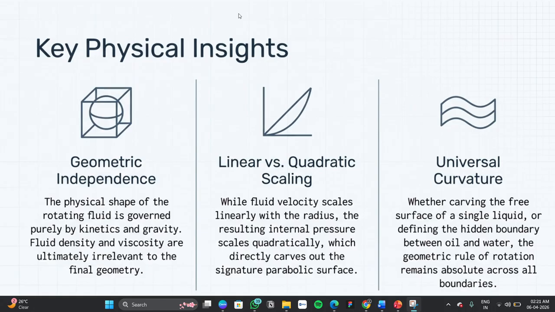Some of the key points we get from this is the geometrical independence, that the physical shape of the rotating fluid is governed purely by kinematics and gravity. Fluid density and viscosity are ultimately irrelevant to the final geometry. Also, linear versus quadratic scaling. When fluid velocity scales linearly with the radius, the resulting internal pressure scales quadratically, which directly carves out the signature parabolic surface.